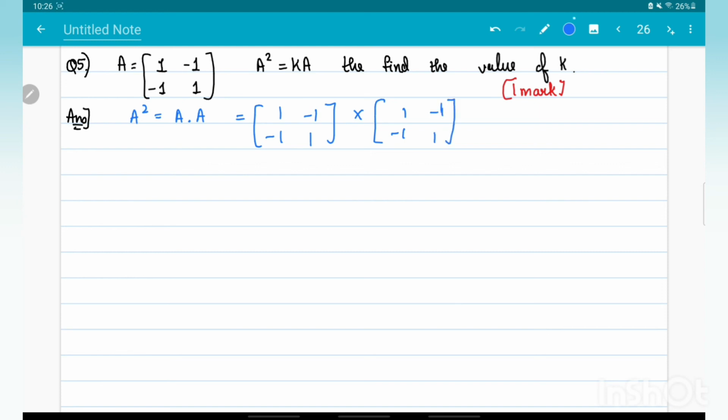Okay, so now first step is, if you see, this is of order 2 by 2, 2 by 2. Now the columns of this first matrix, that is 2, is equal to the rows of the second matrix, which is equal to 2. So we can multiply them.